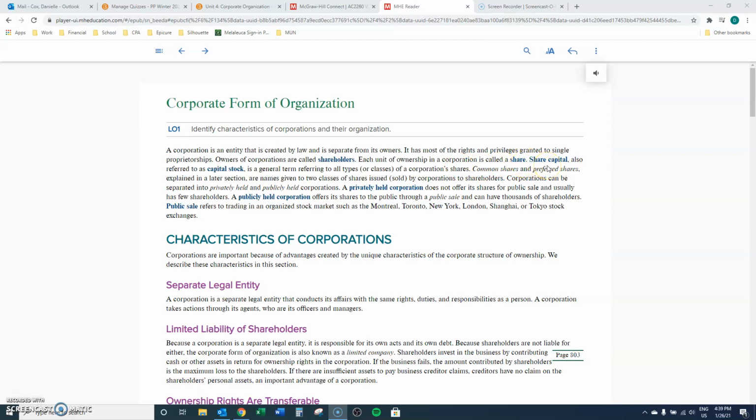Share capital, or sometimes called capital stock, is the general term referring to all of the corporation's shares. There are common and preferred shares, which we're going to look at further a little bit later in the chapter. A corporation can be privately held, which means its shares are not for sale to the public, or it's publicly held, which means that the shares are available to the public, and there's usually then a lot of shareholders.